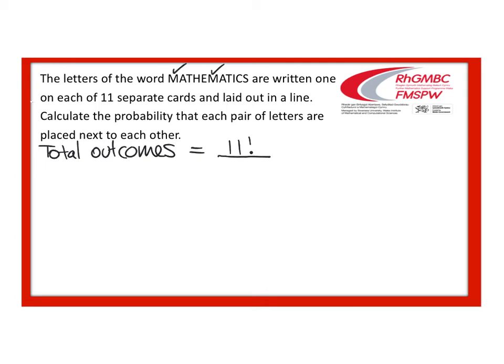So for example, M. There are two M's, so I can organise them 2 factorial ways. So I'm going to divide that out of our unique combinations. The letter A is in there twice, so again, I'm going to divide by another 2 factorial. The letter T is in there twice, so again, I'm going to divide by a factor of 2 factorial. Now, the remaining letters, H, E, I, C, and S, are all unique.